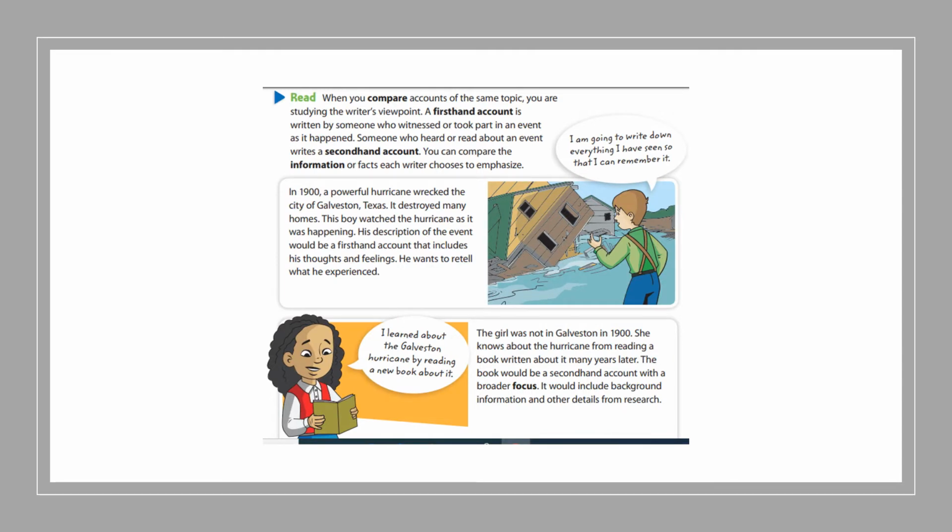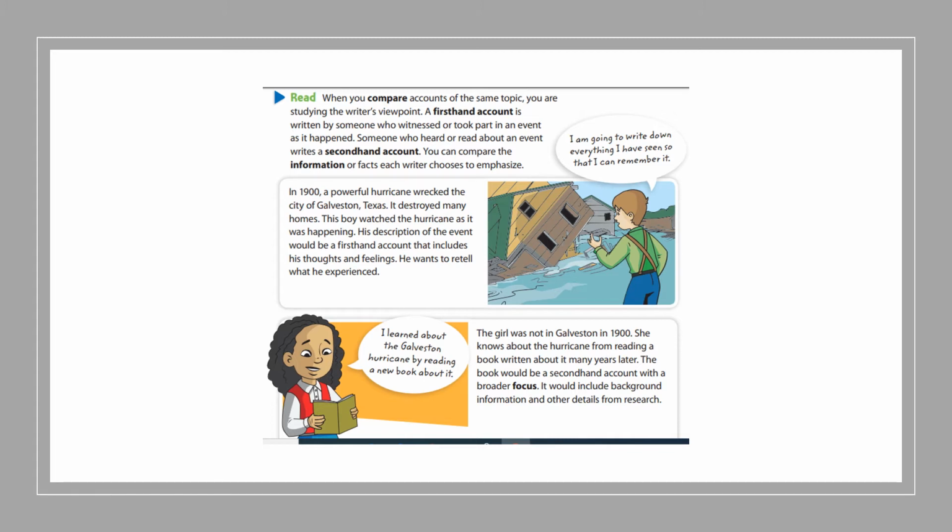For this slide, I'm starting right at the top next to that green word, read. When you compare accounts of the same topic, you are studying the writer's viewpoint. A first-hand account is written by someone who witnessed or took part in an event as it happened. Someone who heard or read about an event writes a second-hand account. You can compare the information or facts each reader chooses to emphasize.